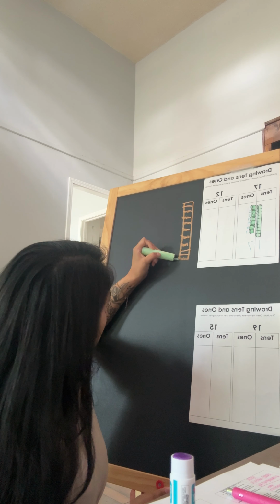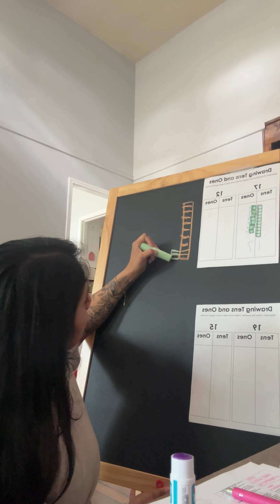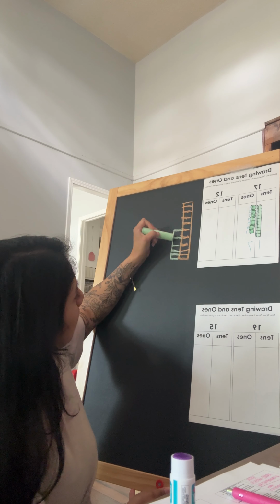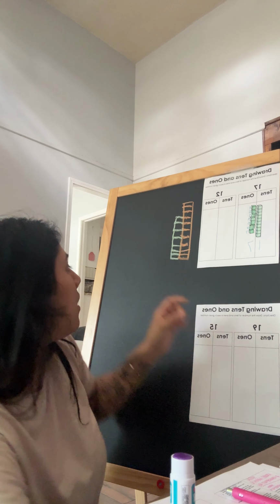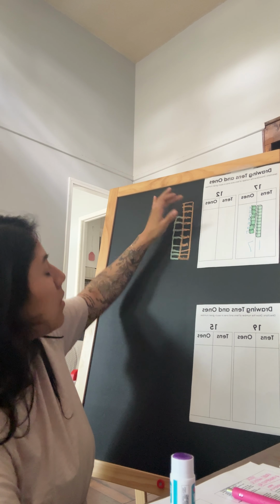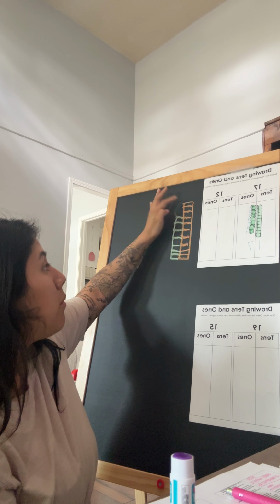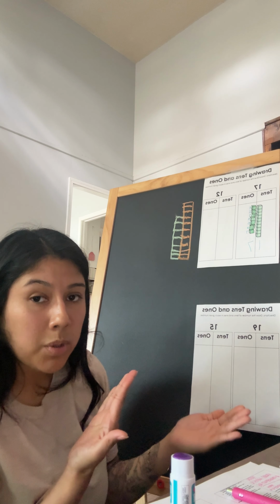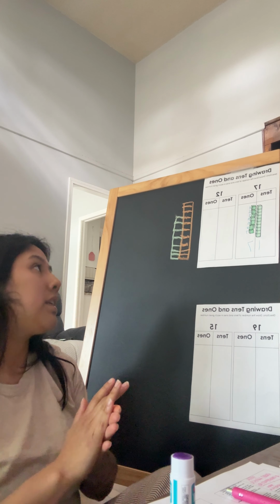So we can probably start from down here if we want. 1, 2, 3, 4, 5, 6, 7. 1, 2, 3, 4, 5, 6, 7. And this can also help students see how many more ones it would take to make a complete ten. However, for this purpose, for the standard, we're only doing numbers from 11 to 19.